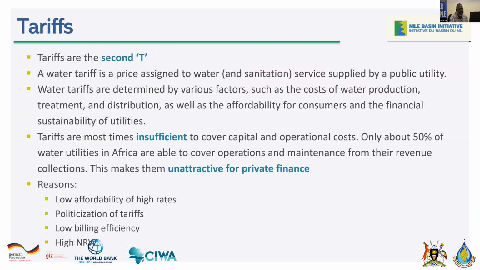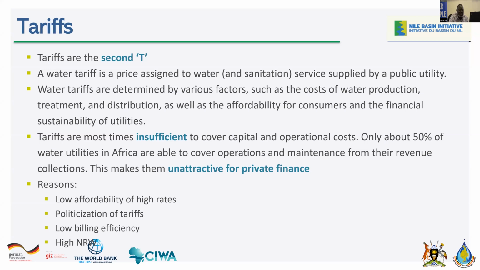The second T in the traditional funding sources is tariffs. That is a charge for the water supply services that are provided by utilities. And what we note is that they are insufficient. Only half of the utilities in Africa are able to cover the operation and maintenance costs from the charges for tariffs. And because many of the utilities are not able to break even, they are not attractive to private finance, because private people can't come where they cannot recover their resources. So we miss that because of the inefficiency of the utilities.